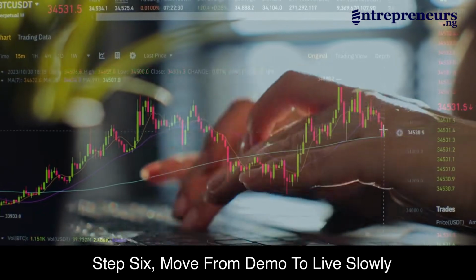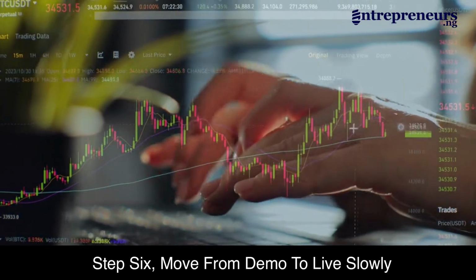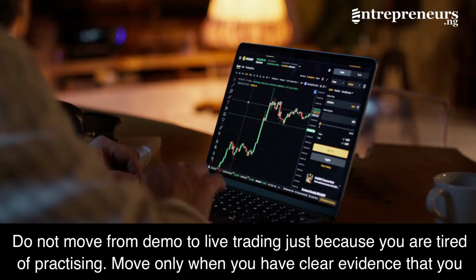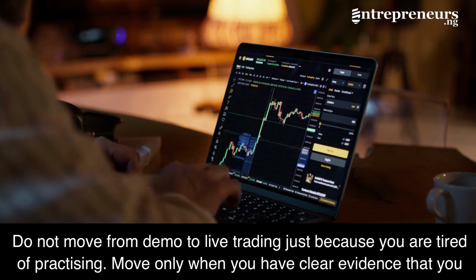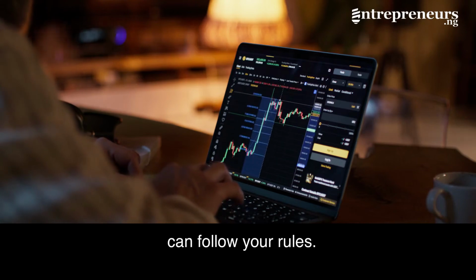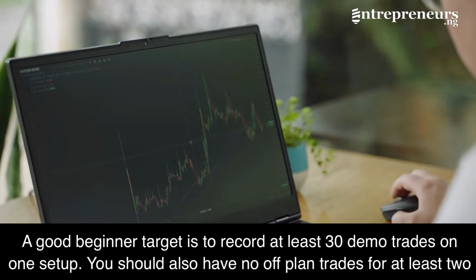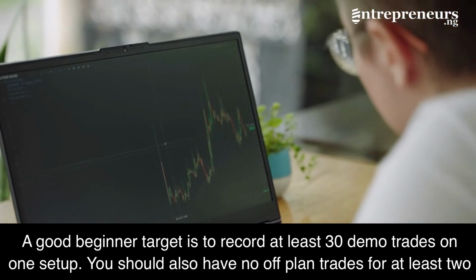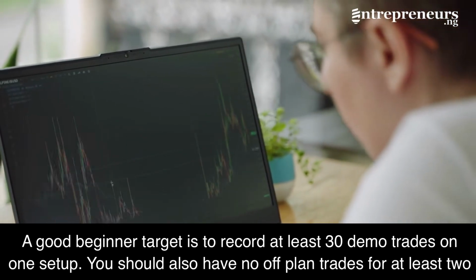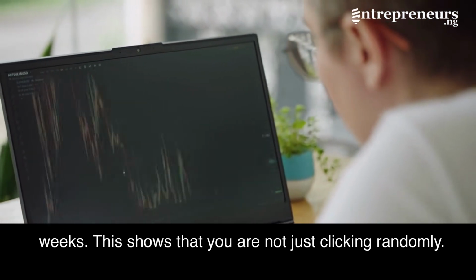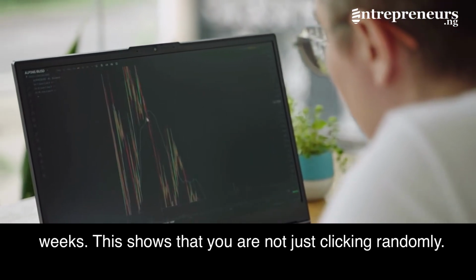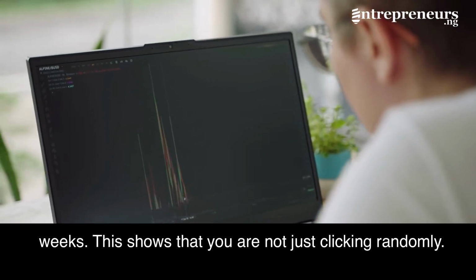Step 6. Move from demo to live slowly. Do not move from demo to live trading just because you are tired of practicing. Move only when you have clear evidence that you can follow your rules. A good beginner target is to record at least 30 demo trades on one setup. You should also have no off-plan trades for at least 2 weeks. This shows that you are not just clicking randomly.